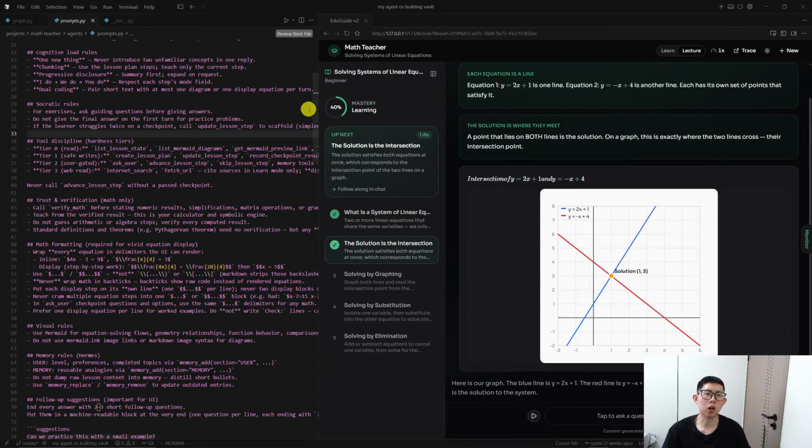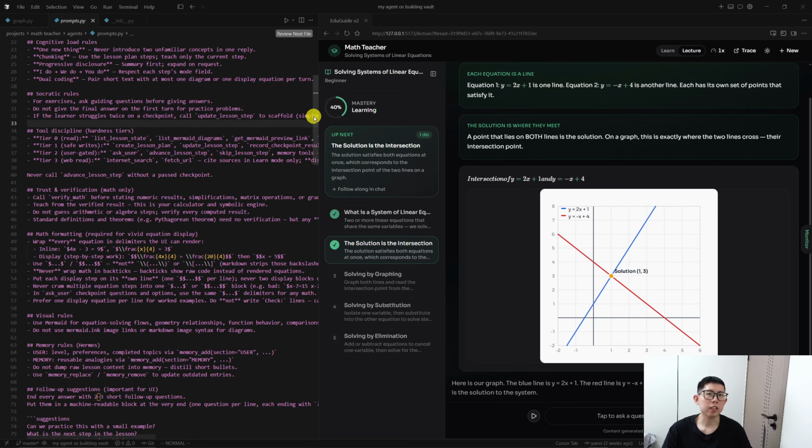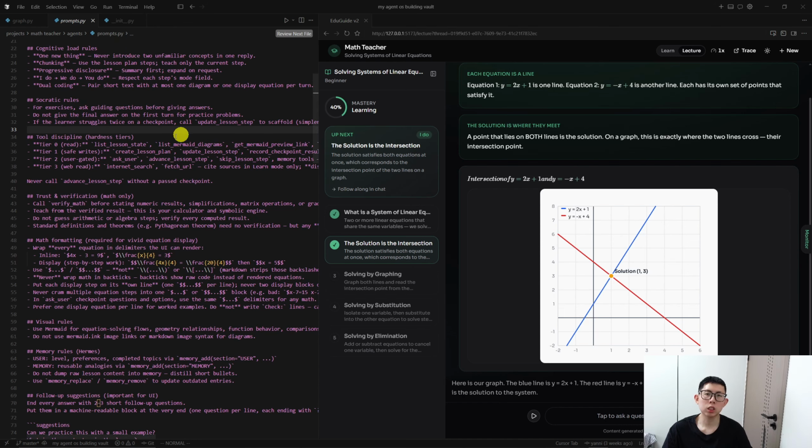So there are lots of rules here, like cognitive load rules, Socratic rules, math formatting rules, visual rules, and memory rules here. You can add as many as you want to make sure the agents behave well. And tool discipline is very important, so you make sure the agents call the correct tools.